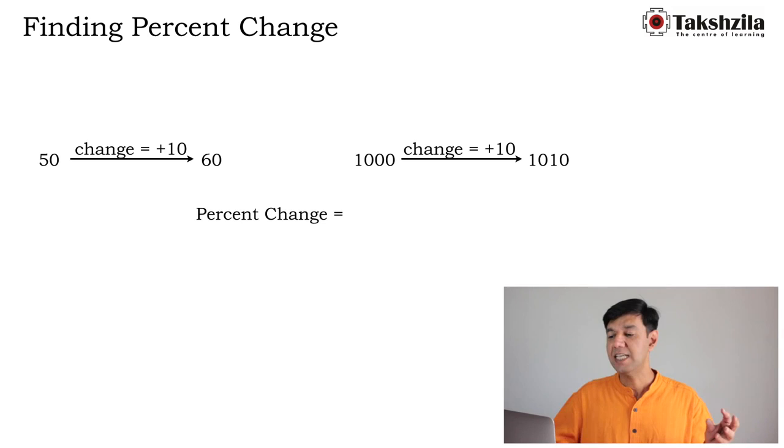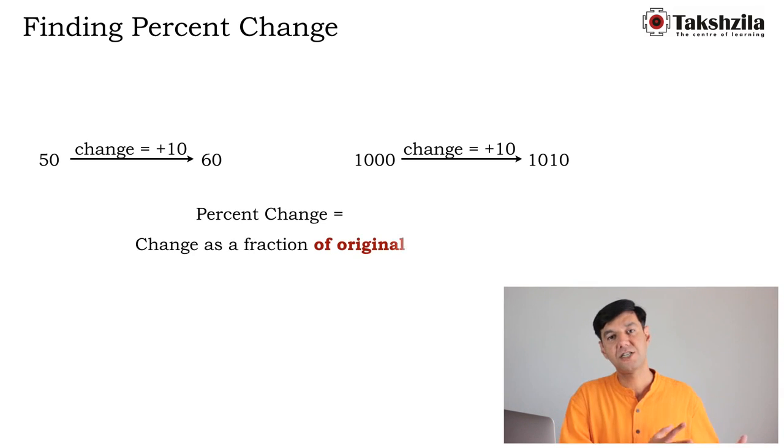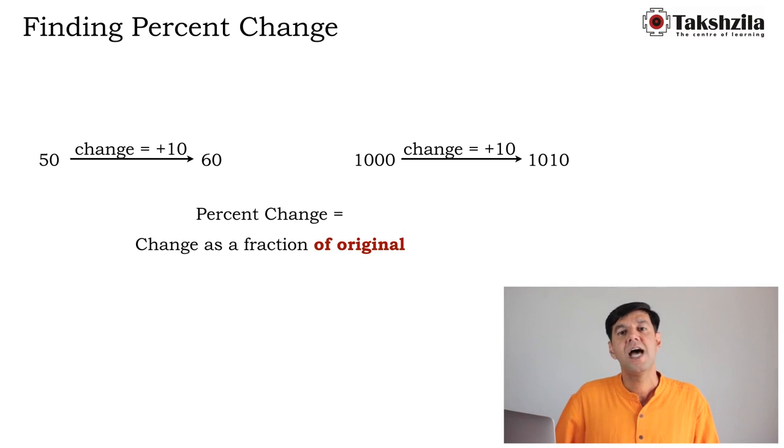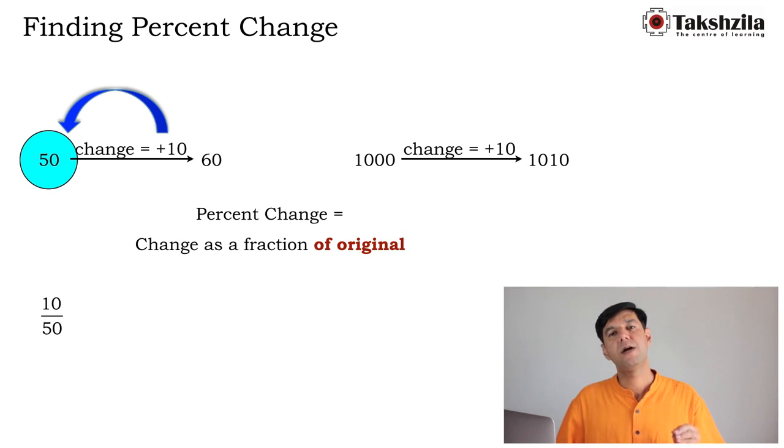The change is compared as a part, as a fraction, as a multiple of what? Of the original value. It's always of the original value. So in the first case, the change is 10 by 50. We need to write it as a percentage. Remember, don't get the 100 into the picture. Just think of the fraction 1 by 5, which is nothing but 20%.